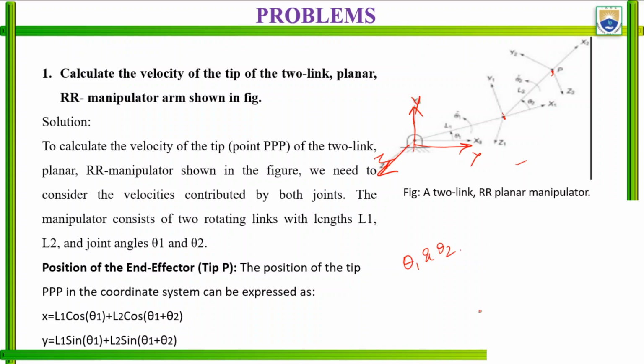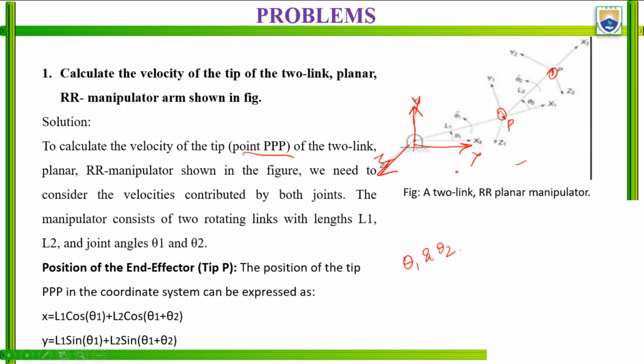Now we need to calculate the velocity of these two links, that is link 1 and link 2. We need to calculate the velocity of the two links of the planar RR manipulator. Firstly, we need to calculate it at the point P.